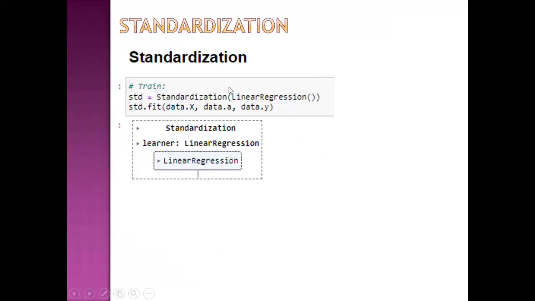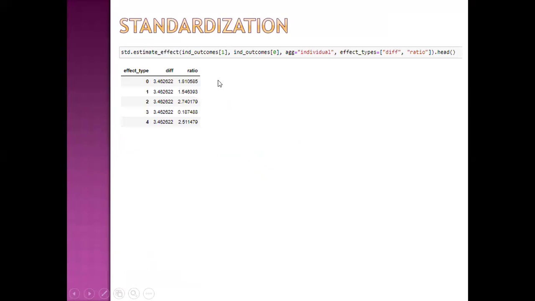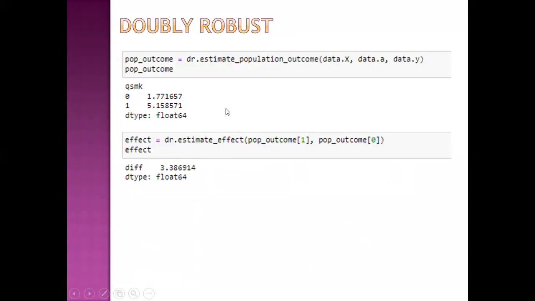Then this is the standardization method. This is our learner. So in background we have linear regression here, and this is the estimate, and the average treatment effect is 3.46 in our example. Then this is the ratio. Then this is the doubly robust technique. Here in the learner we have the logistic regression and stratified standardization, and this is the average treatment effect, 3.386. So this is all for today.